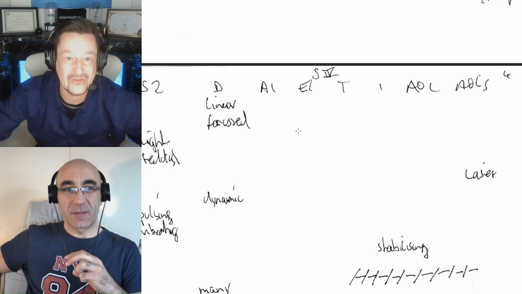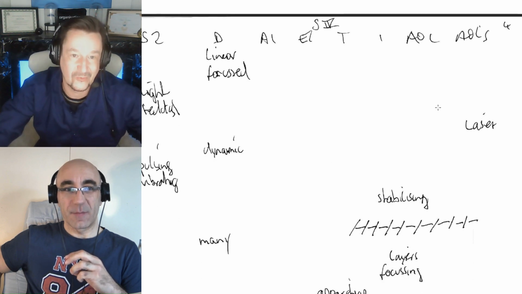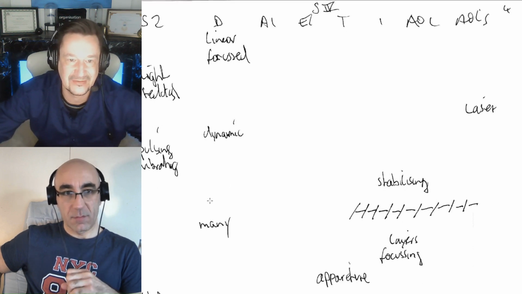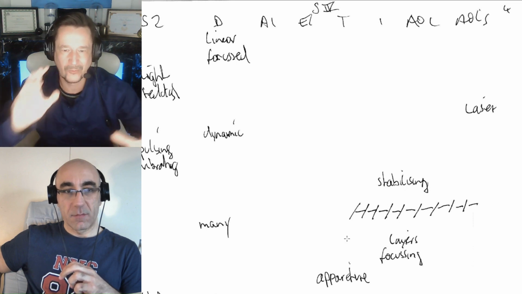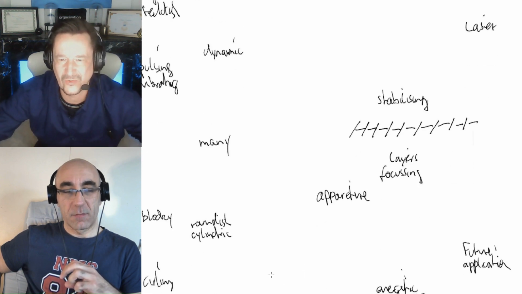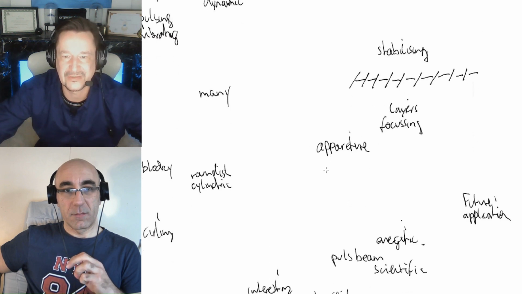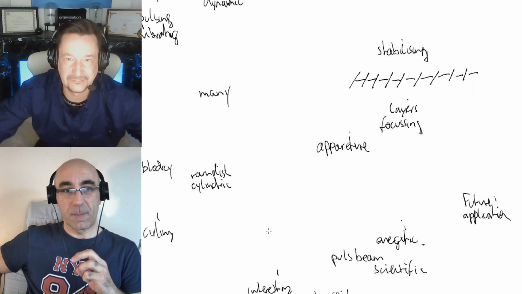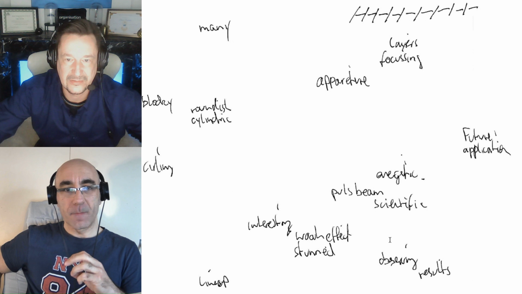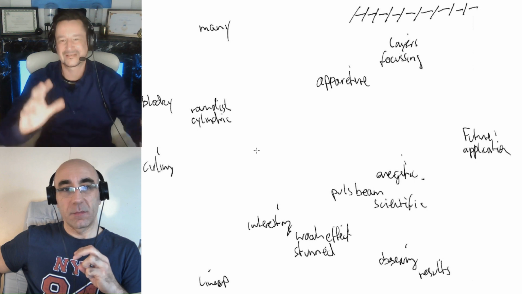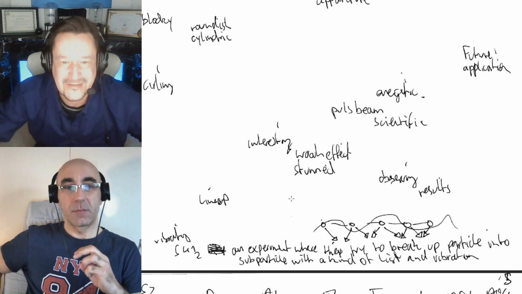my stage four, dimensional impressions, from linear, focused, light reddish, my AOL signal like a laser, dynamic. Everything was pulsing and vibrating, and it was about stabilizing layers, focusing. I had a feeling of many layers. I could touch a kind of aperture. It was blocky, cylindric, like a future application. Energetic pulse beam.